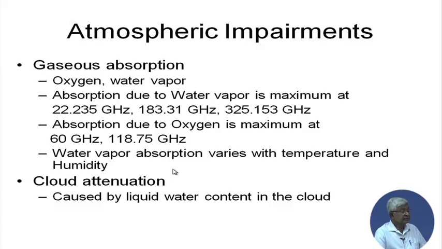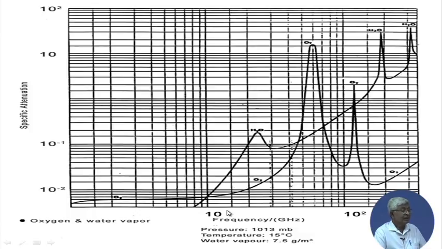And water vapor in another form is cloud. So it is caused by liquid water content in the cloud. And there are certain plots which people have experimented and plotted vertically above sea level, that is at a particular pressure, temperature, and water vapor content. There are two curves shown here, H2O, that is water vapor, and you can see the x-axis is frequency. This is 10 gigahertz, this is 100 gigahertz. So this is the range where we are normally operating in satellite communication.